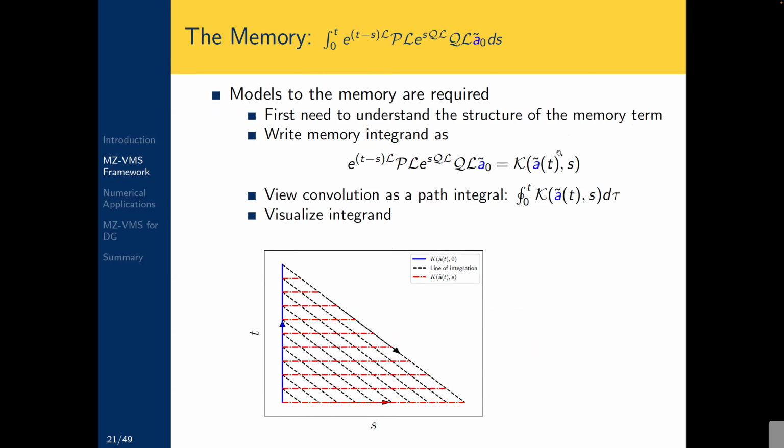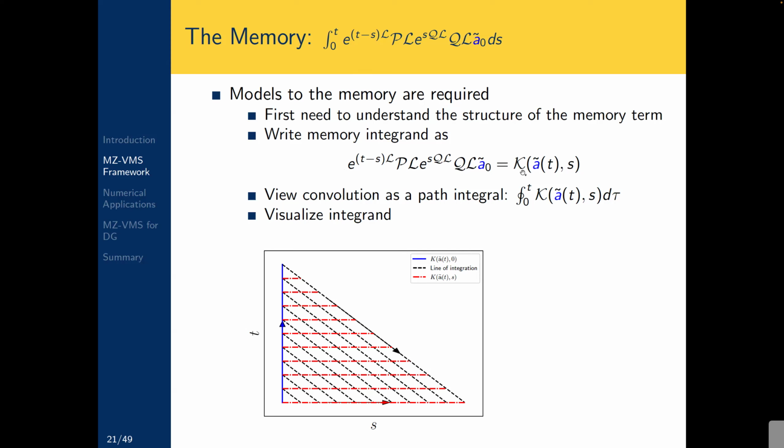Let's say you had all of the computing power possible. How would you actually compute this thing, or how would you evaluate this convolution integral? To do this, I'm going to look at the integrand of what's inside the memory term, and I'm just going to write this compactly as k of a tilde of t comma s. So that's the integrand, written compactly there.